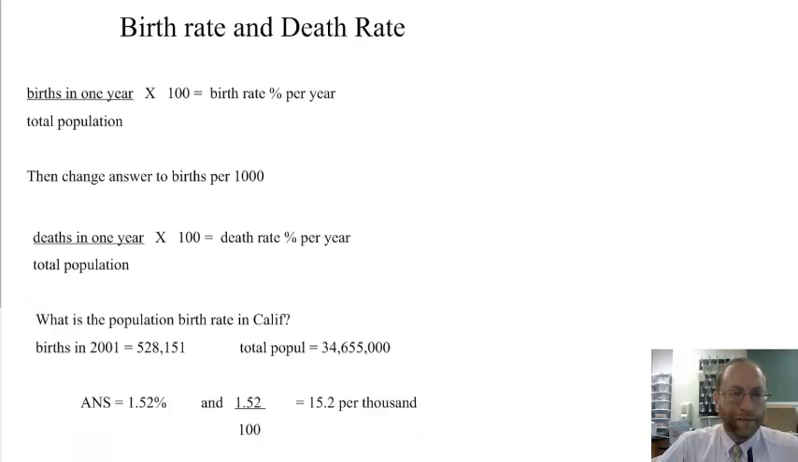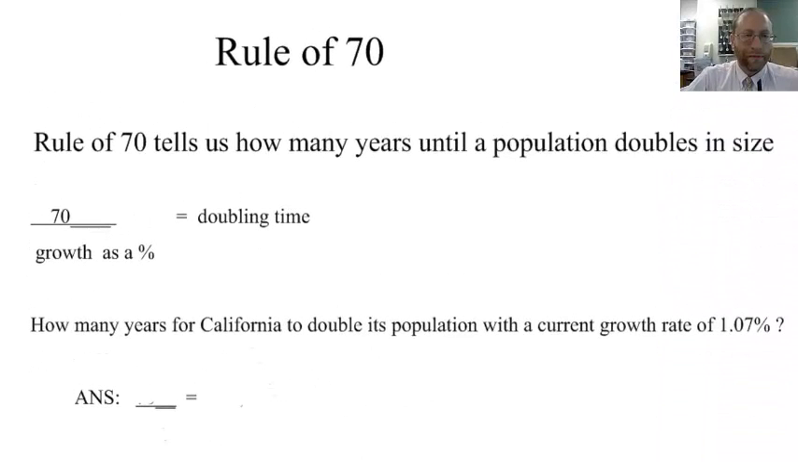Rule of 70 is an important rule you need to know, and that tells you how many years it takes before the population doubles, and it's 70 divided by growth as a percentage. And it's important to write it down as a percentage and not convert it out of percentage. Like if I would take that 1.07% out of percent, that means it would be 0.0107, and you don't do that, you just keep it as 1.07. So working this out, it would be 70 divided by 1.07, and when you work that out, that means that in California it would take 65 years for the population to double.